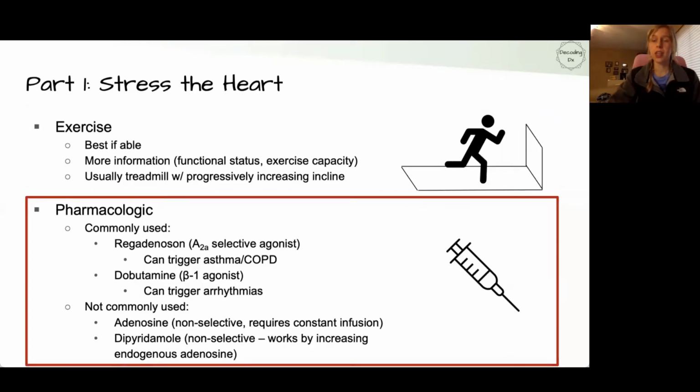Pharmacologic stressing usually uses one of 2 different agents. One agent is regadenoson, which is similar to adenosine, but it's more selective in that it only hits the receptors in the heart, so it doesn't cause all the extra side effects that adenosine would cause. The other one is dobutamine, which is a beta-1 agonist. But you need to note that dobutamine can trigger arrhythmias. So if a patient is, for example, admitted with AFib, you don't want to use dobutamine.